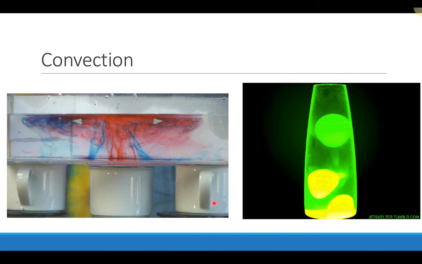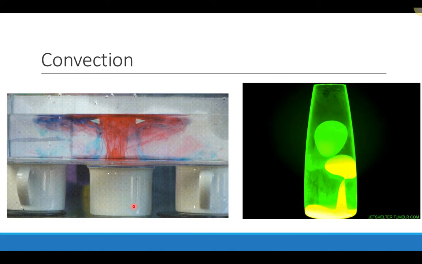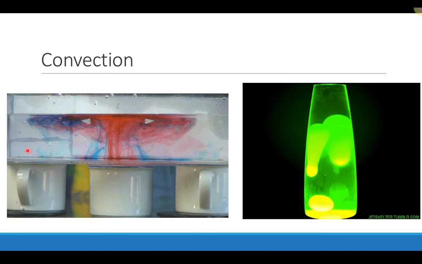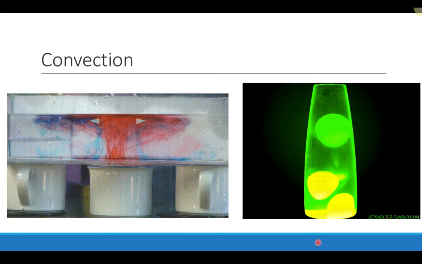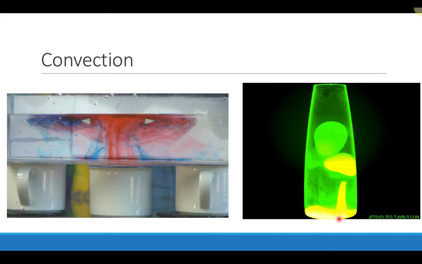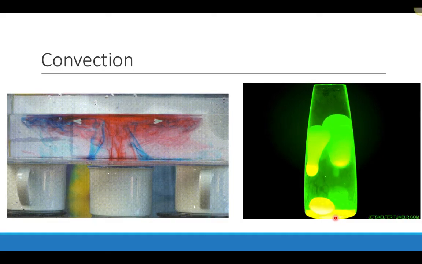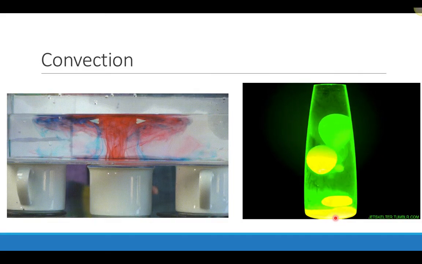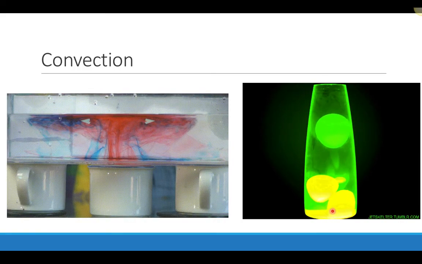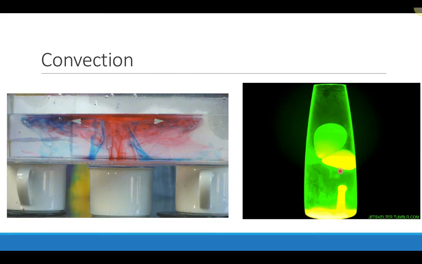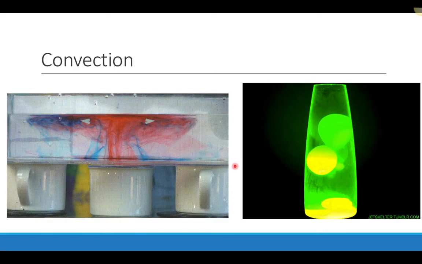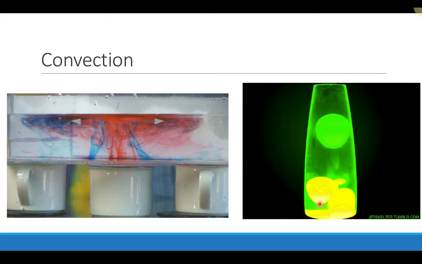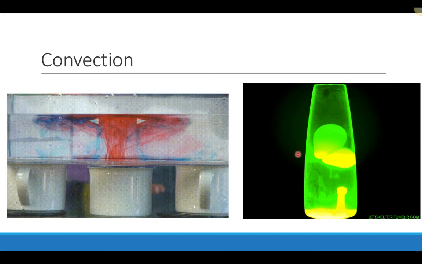These are just some hot cups of probably coffee or something like that, and there's a fluid in here that has some dye. And if you've ever seen a lava lamp, it's the same process as well. The bottom of the lamp has a light or something on it that produces heat. When it gets hot, the bubbles go up to the top. When they cool, they fall back down, and then that process continues. This is transfer of heat via convection.